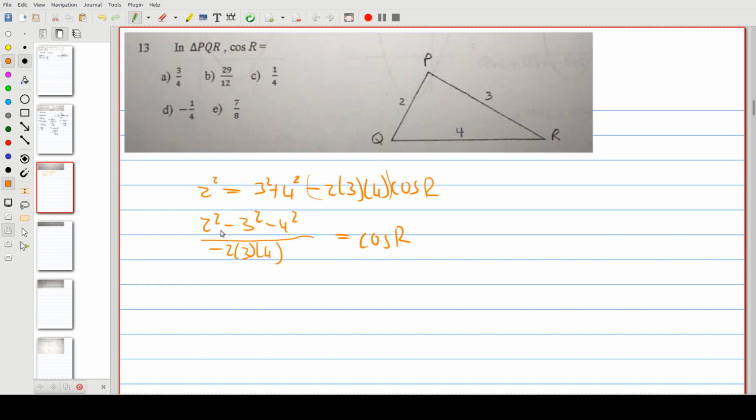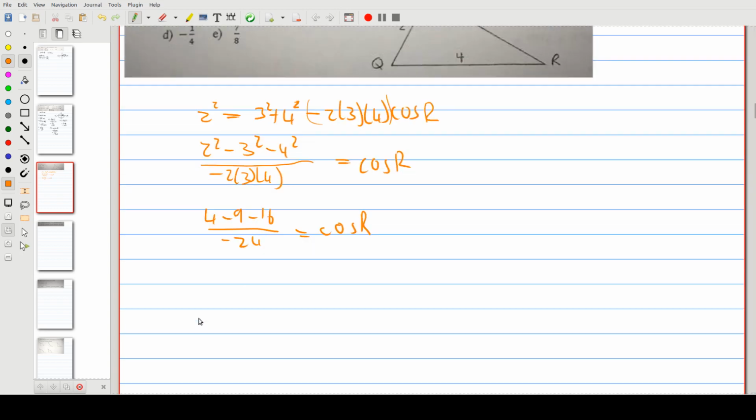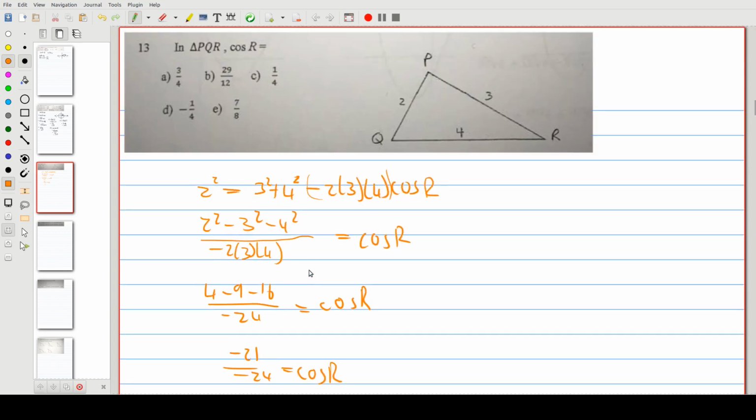Okay, so let's work this out. So 2 squared is 4, so it's 4 minus 9 minus 16 over -2 times 3 is 6, times 4 is 24. And let's simplify that a little bit more. So 4 minus 9 is -5, minus 16 is -21 over -24. And we can divide both of these by -7, no, we cannot, by -3, sorry. So we get 7 over 8 equals cos R. And is that one of the options? Yes, what a bargain. Good, so there we have it.